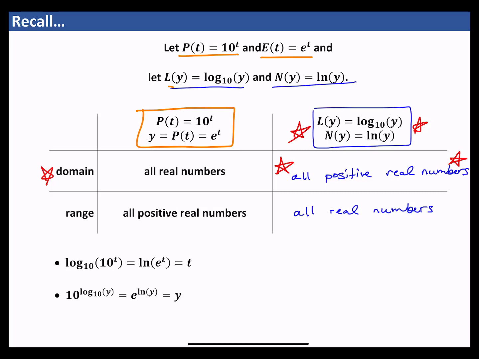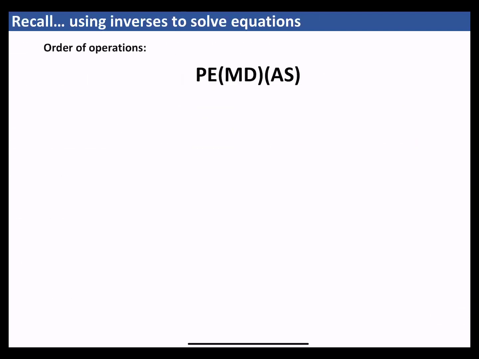Lastly, we saw that log base 10 of 10 to the t equals the natural log of e to the t, which equals t, and 10 raised to the log base 10 of y equals e raised to the natural log of y, which equals y. This is related to the fact that when we apply inverse functions to each other, their processes are reversed. Believe it or not, when we solve equations, we're actually using inverse functions to reverse a process.